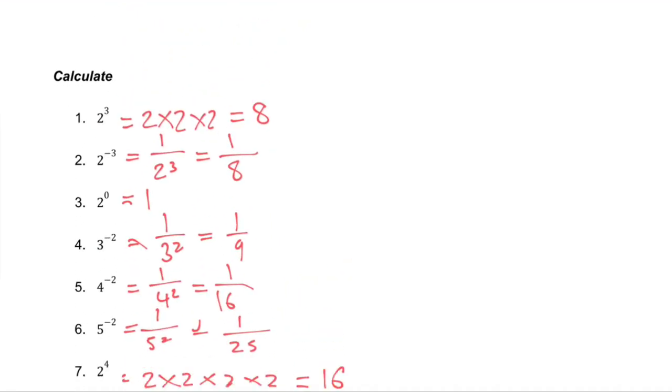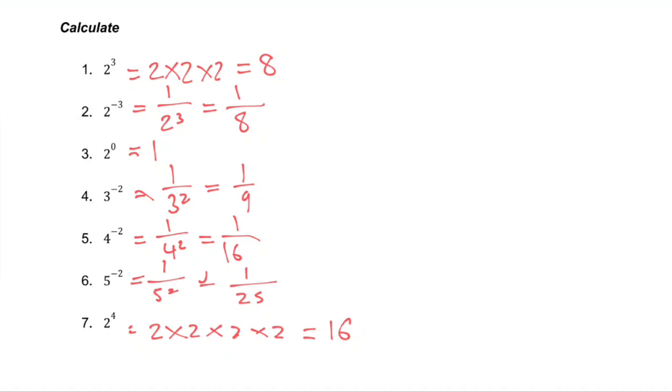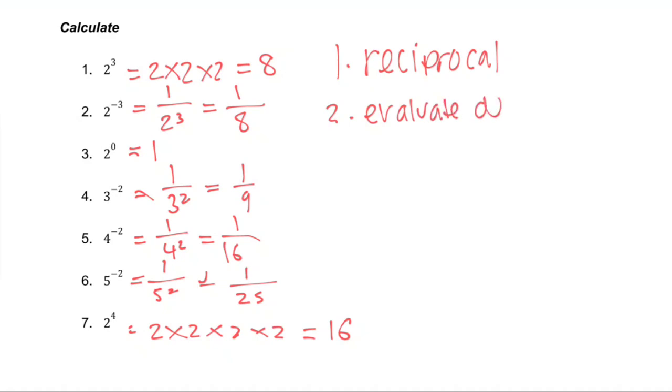Okay, so you can see here that there's a clear procedure. Whenever you've got anything to the power of 0, it's always going to be 1. Whenever you have anything to the negative power, there are 2 steps. The first step is to take the reciprocal, and the second step is to evaluate the denominator.